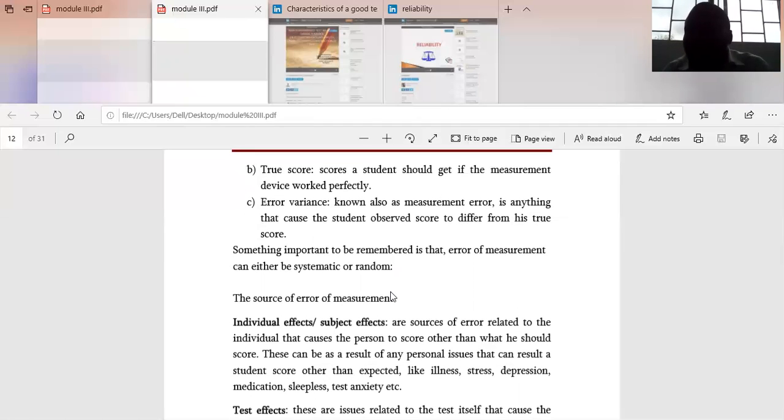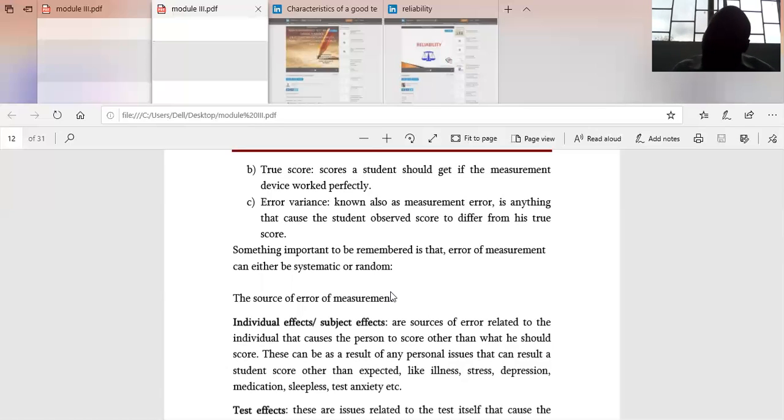This can be a result of any personal issue that can cause a student's score to differ from what is expected, like illness, stress, depression, medication, sleeplessness, test anxiety, and so forth. You have a good example from yourselves. You come into the exam but get poor results. You may be an A student, always getting A from different courses, but you enter a course and instead of getting an A, you get a B plus. Your teacher may ask why this drop. So the reason for the failure could be individual error, or what we call individual effect.